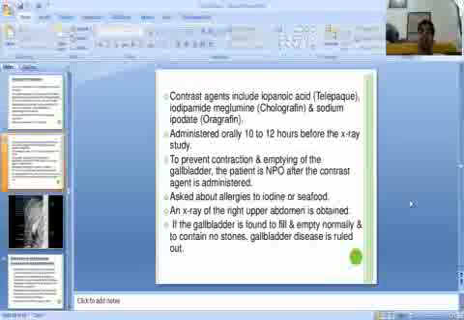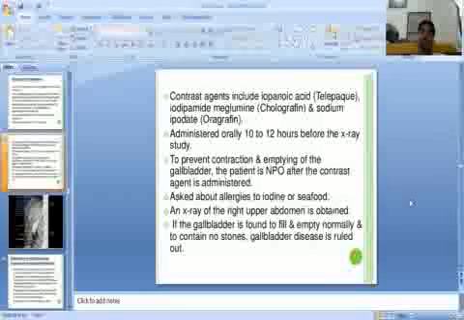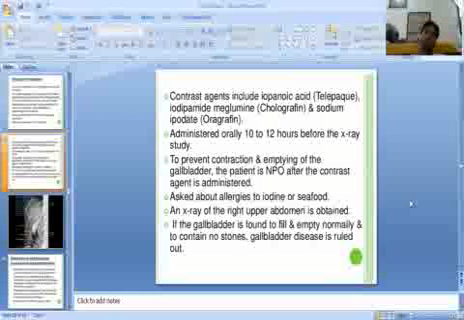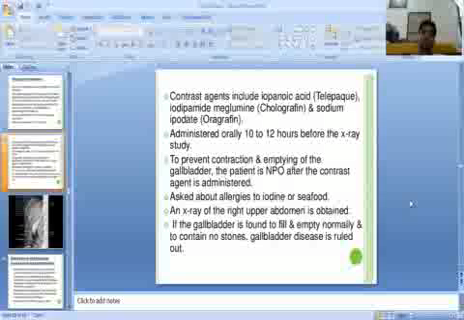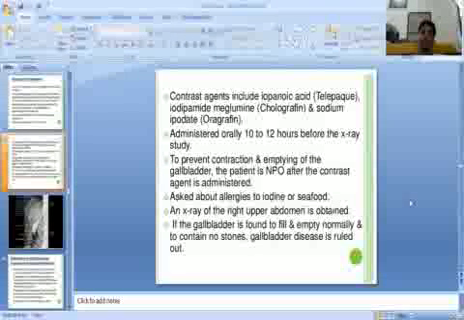Contrast agents include iopanoic acid, iodipamide, meglumine, and sodium ipodate, administered orally 10 to 12 hours before the X-ray study. To prevent contraction and emptying of the gallbladder, the patient is kept nil by mouth after the contrast agent is administered. Ask about allergies to iodine and seafood. An X-ray of the right upper abdomen is obtained. If the gallbladder is found to fill and empty normally and to contain no stone, gallbladder disease is ruled out.